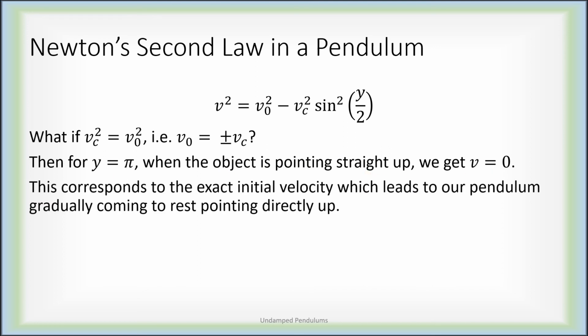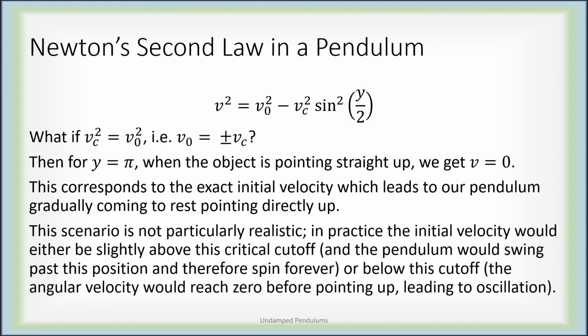Well, what happens then? We've set our object with some initial velocity, and as it rotates, it slows down until it exactly stops when it's pointing exactly up. It's not a particularly realistic situation. In practice, your initial velocity is going to be ever so slightly off. It's either going to be slightly higher, in which case our pendulum swings around and around forever, or slightly lower, in which case it oscillates between two fixed angles.